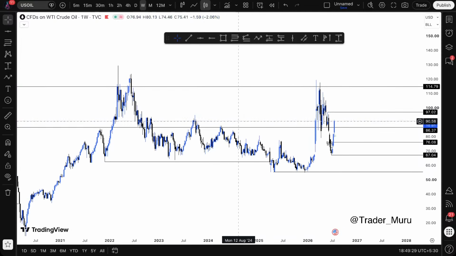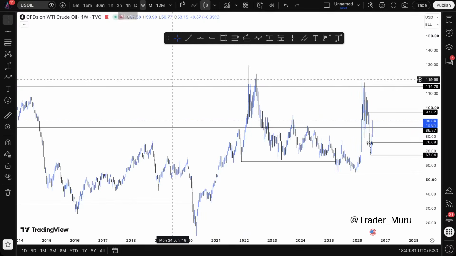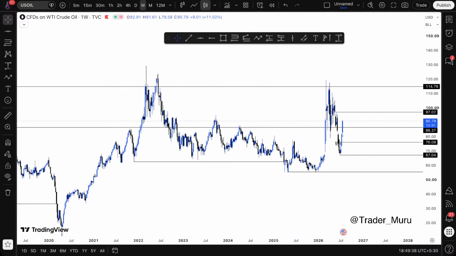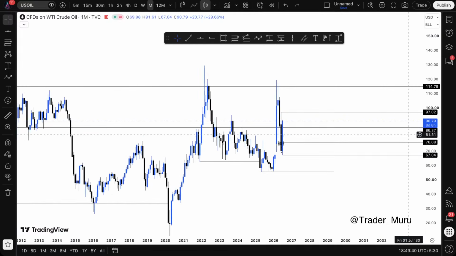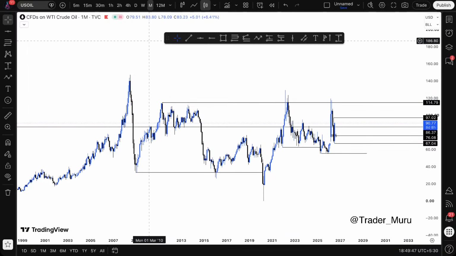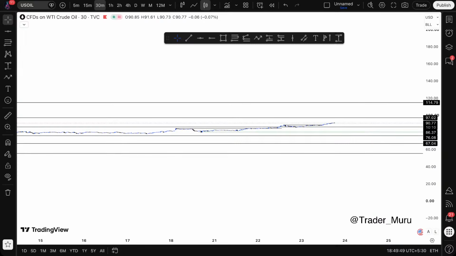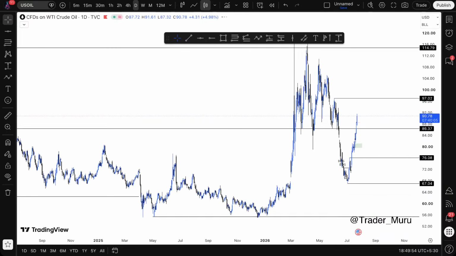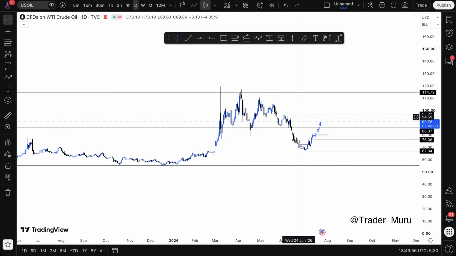You have a change of character in internal structure. This is your breakout structure. Again the breakout structure, a change of character. If you look at monthly, you will see that. Okay. Daily. If oil wants to drop, it will sweep these highs, 15 and 19.